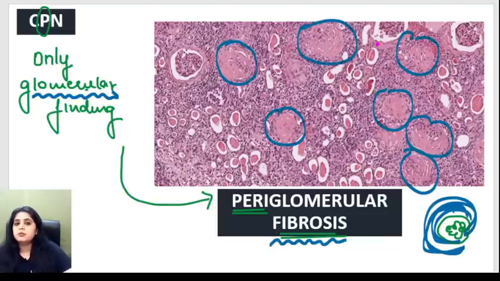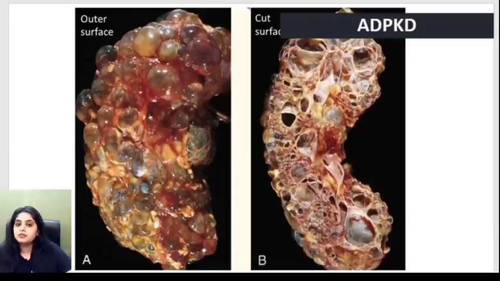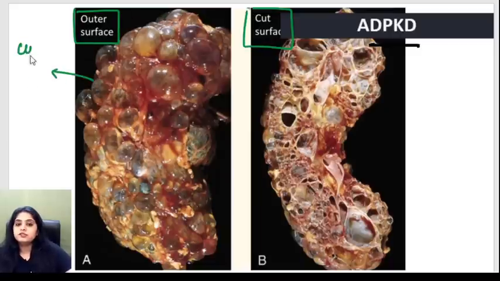Now, since we're talking about the gross appearances, how about another one? No points for guessing that this is a case of PKD, polycystic kidney disease, because I can see abundance of cysts. But I've got two views over here. One is an outer surface, one is a cut surface. Is the outer surface showing you cysts? Yes. Multiple fluid-filled cysts are seen. Is the cut surface, inner surface showing you cysts?